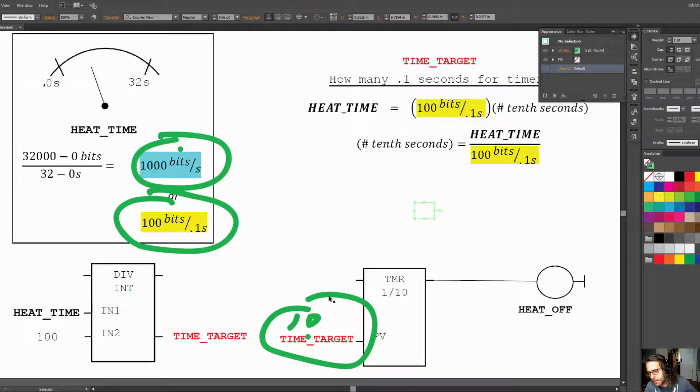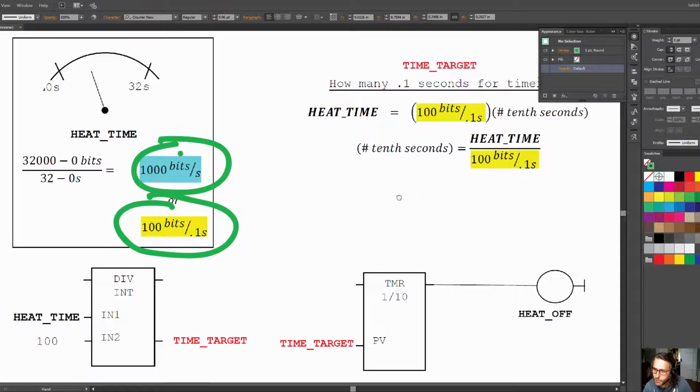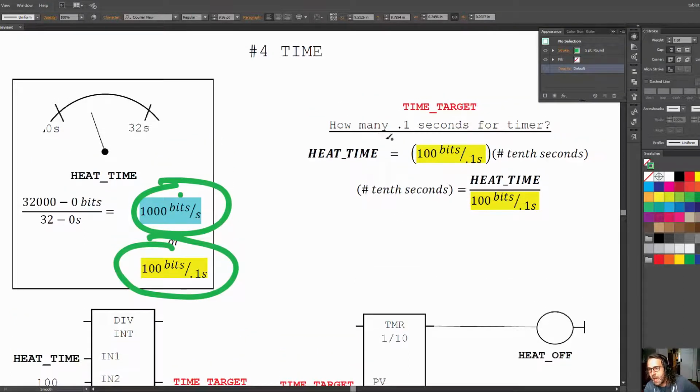So there's a lot of different ways to figure this out. Perhaps what I just said kind of gives you an idea of how to do this, but I guess the most formal way is what I did here. The question is, how many 1/10 of a seconds for the timer? So that heat time, all I did was I just kind of calculated what the heat time is. It's just the number of 1/10 of a second times 100 bits for every 1/10 of a second. So if you want to back solve that, if you want to know not what the bits are, because remember, this is in bits.